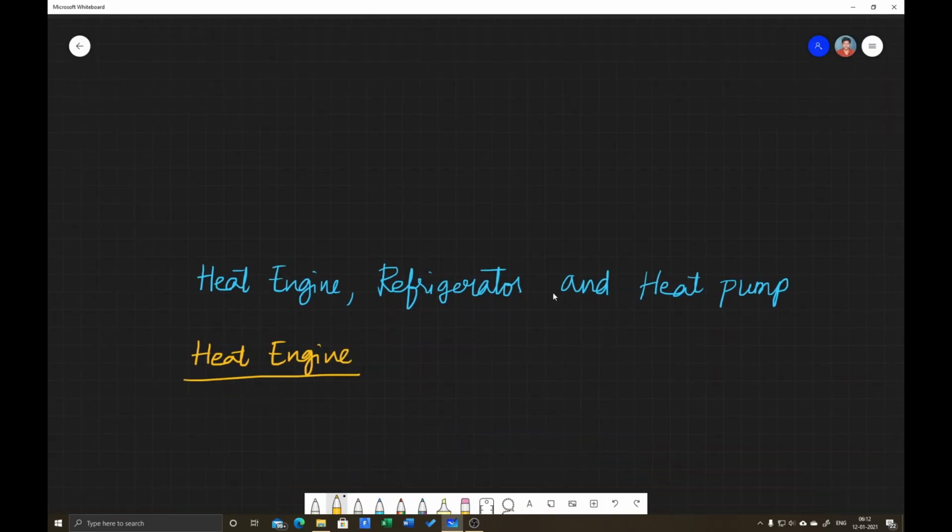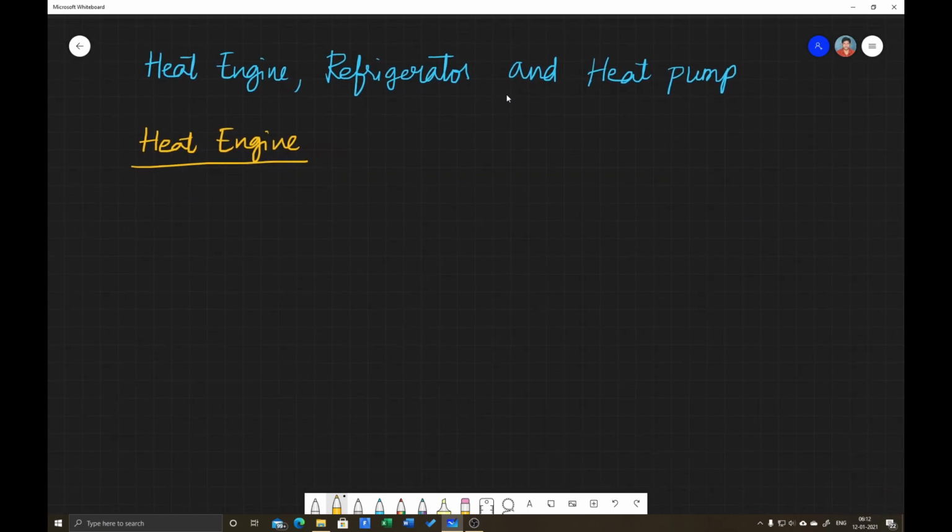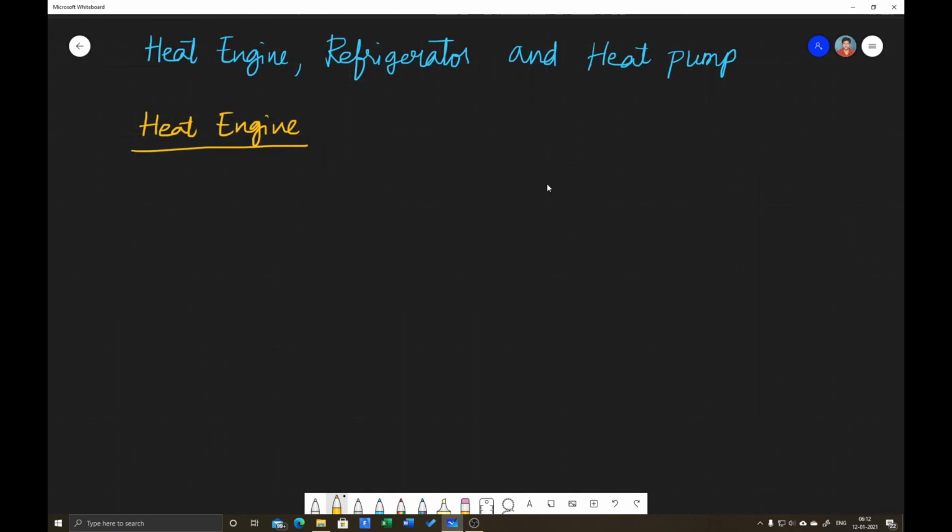Now we will see what is a heat engine, what is a refrigerator, and what is a heat pump. These three are defined from the second law of thermodynamics, and these three are the basis for thermal engineering. That means whatever device we have designed should follow these basic rules: heat engine, refrigerator, and heat pump. So first you will take heat engine.